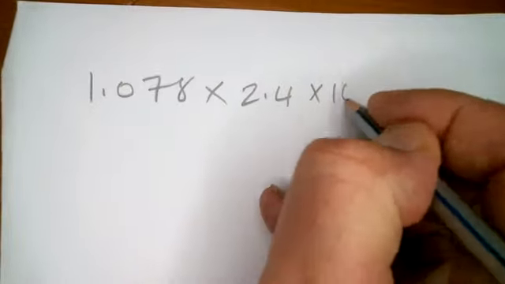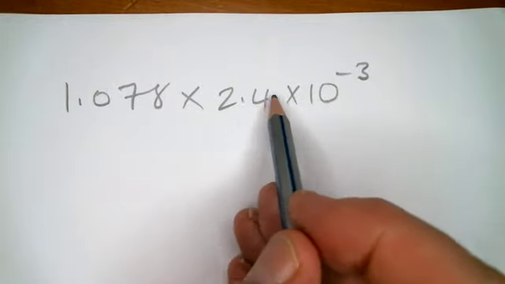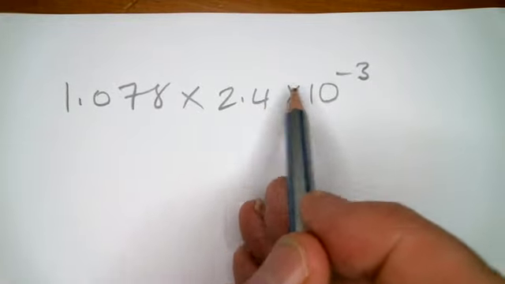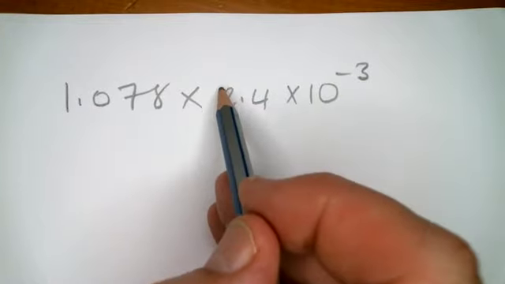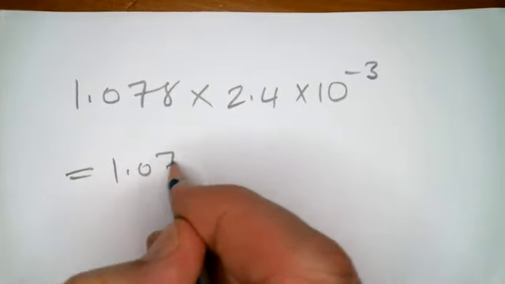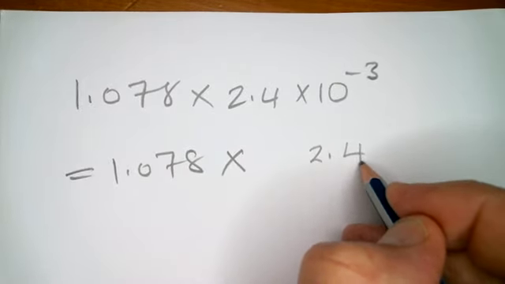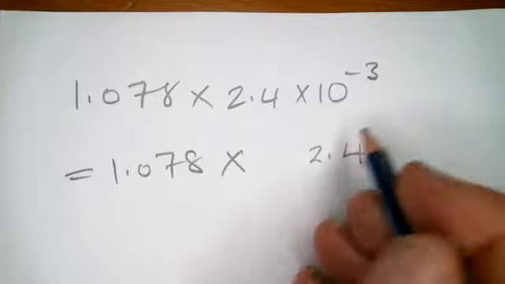2.4 times 10 to the negative 3. All right, well, it's a negative 3, so the decimal place isn't moved to the right to make it bigger. It's moved to the left to make it smaller. So I'm going to rewrite this as 1.078 times, and I've got 2.4, but I'm going to move it 3 places down to the left.